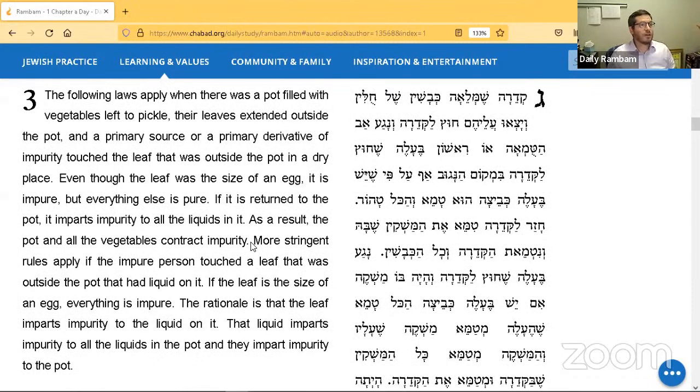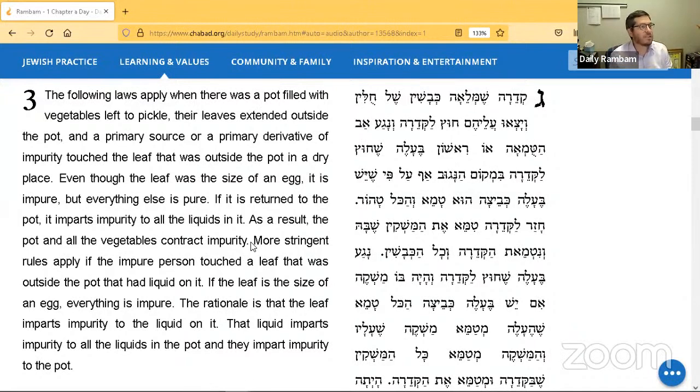What happens if you've got a pot filled with vegetables and you've left it in the pot to pickle? So there's a liquid and there's the solids. Now some of the vegetable leaves are extending outside of the pot, and a primary derivative of impurity touches the leaf that was outside the pot in a dry place. The leaves are dry and something touches it, a rishon touches it, which is going to make that leaf impure, right? The question really is, what happens to the rest of the pot?